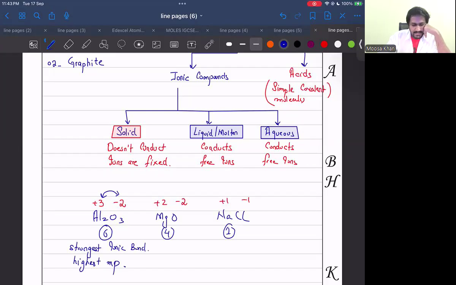Got it? And which one of these ionic compounds has the lowest melting point? Which has the weakest ionic bond? The weakest ionic bond among these three ionic compounds is that of sodium chloride because it has the lowest charges. So it must have the lowest melting point. Got it?